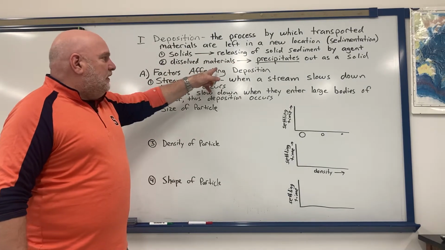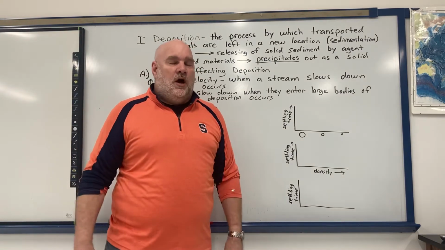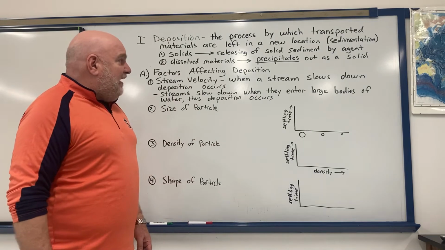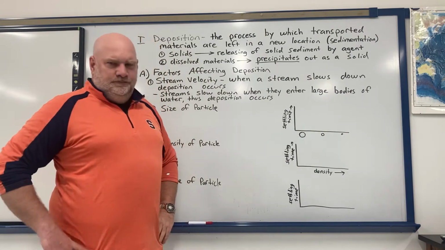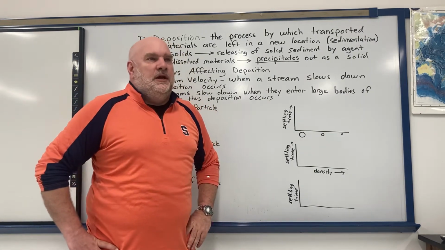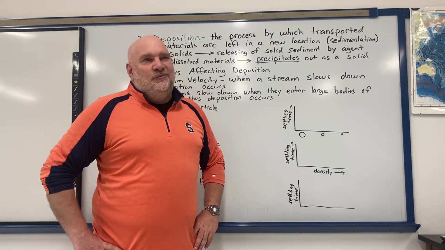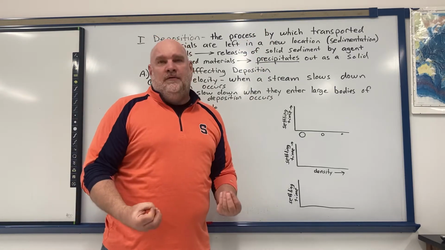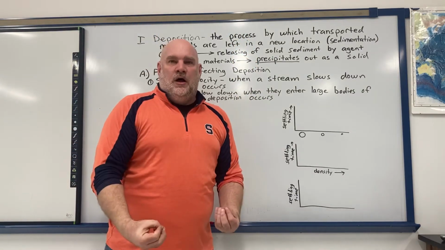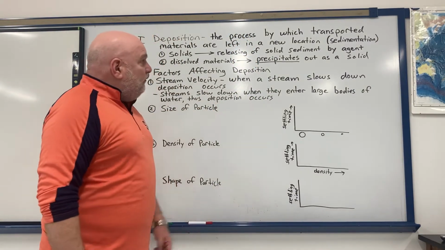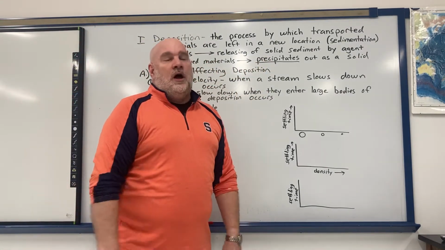Now for dissolved materials, like for example salt in water, which dissolves and chemically becomes part of the water, how that gets deposited is when it precipitates out as a solid. Now normally when you hear the word precipitation, what you normally think of is rain, right? Well, what precipitation really means is to come out of. So when you're dealing with weather, precipitation is the moisture that's coming out of the sky. In this case, what I'm talking about is the solids that are coming out of the water.